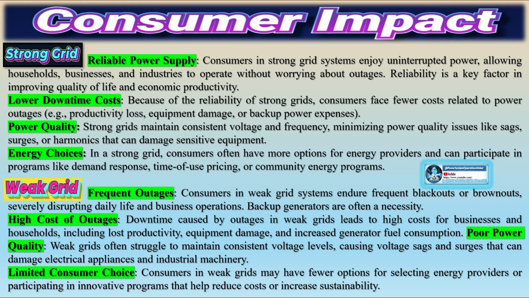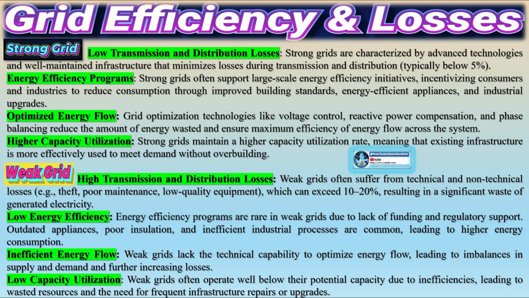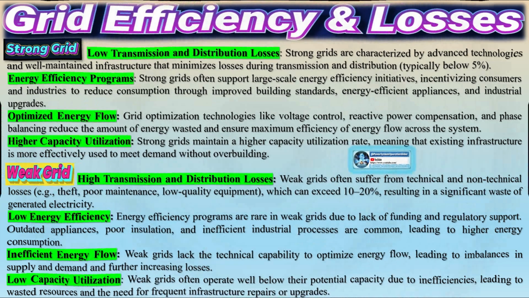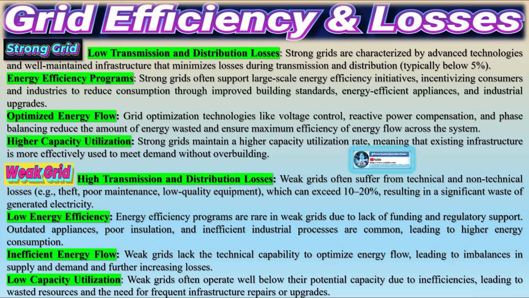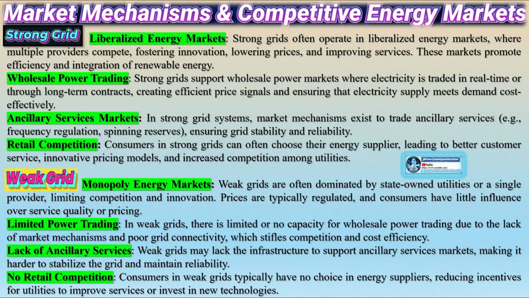Strong grids are often transitioning toward or have implemented smart grids, where automated systems, real-time data, and advanced communication networks such as the Internet of Things are used to optimize performance. Technologies like automated feeder switches, intelligent fault detection systems, and grid-tied energy storage allow the grid to respond instantly to changes or faults. Strong grids incorporate DSM technologies that allow for real-time response to changing demand, shifting consumption away from peak times to reduce strain on the grid.